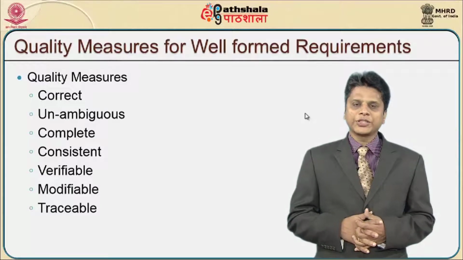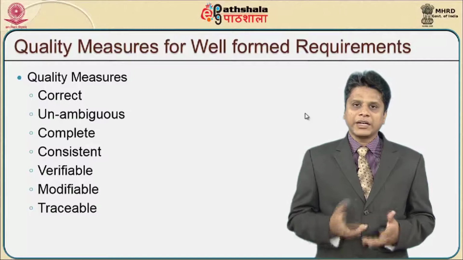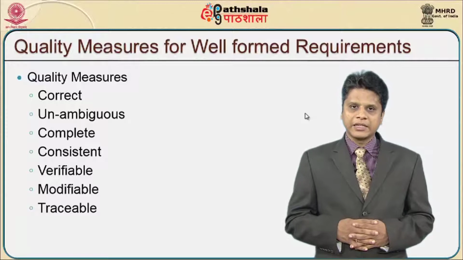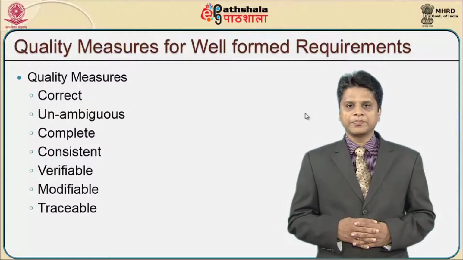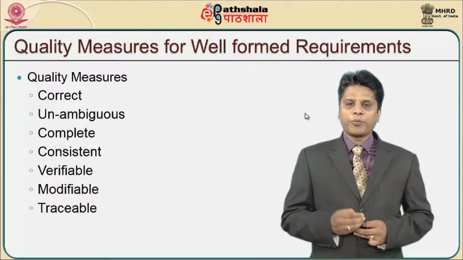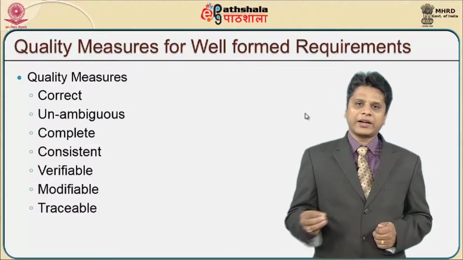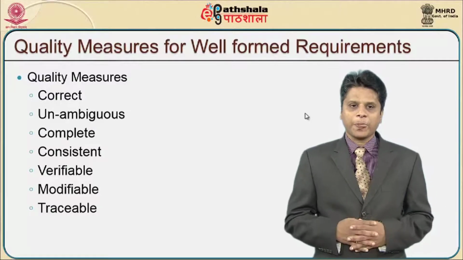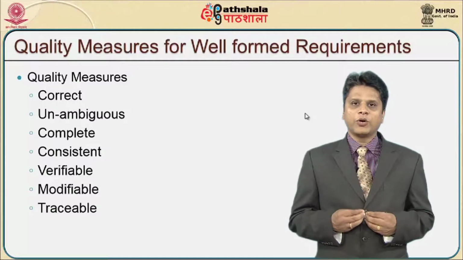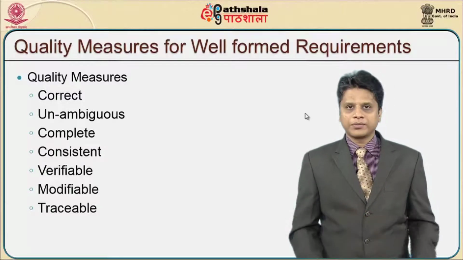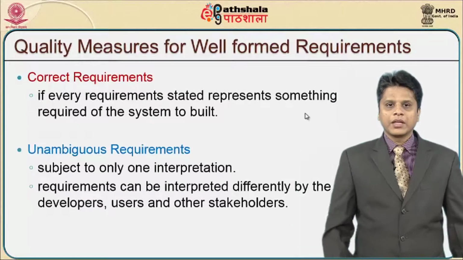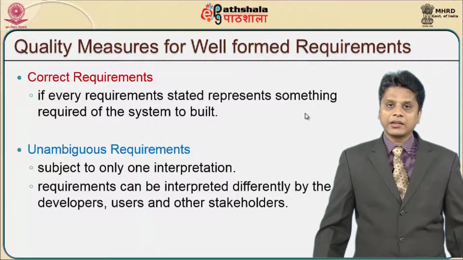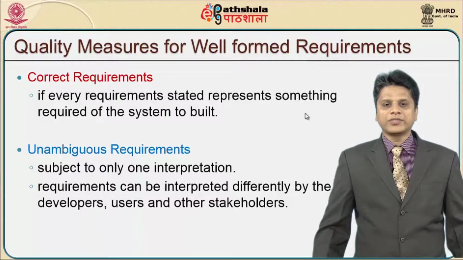Some of the quality measures include whether the product that we have developed is correct, unambiguous, complete, consistent, verifiable, modifiable, traceable. If you look at the first 4 points, they majorly relate to almost the same factor, whether the product that I am trying to build is right for this particular scenario or not. But each and every point that we are talking about in this quality is of a different understanding. When we try to understand correct requirements, it exactly means that the requirements stated represent something required of the system to be built.